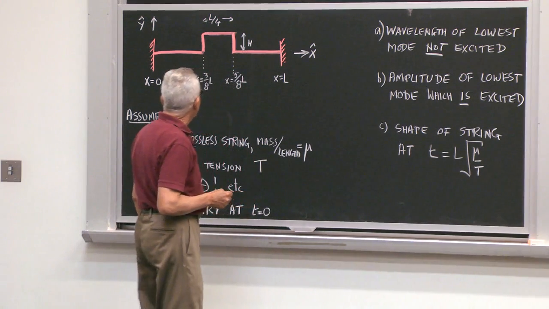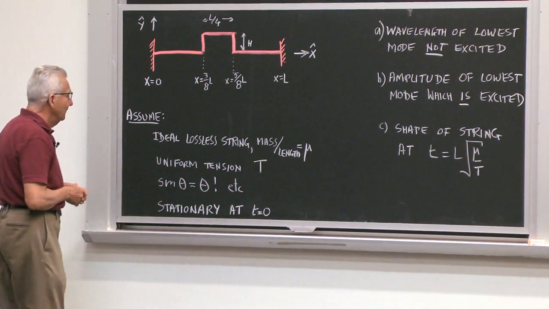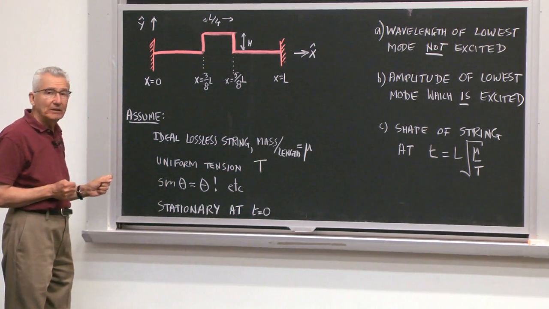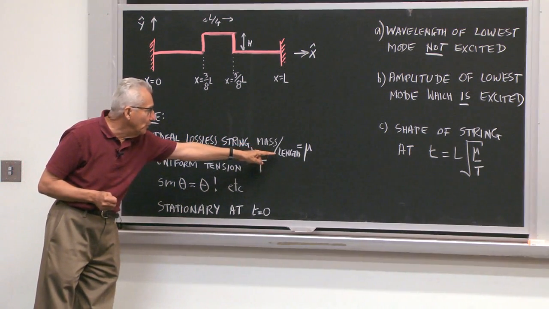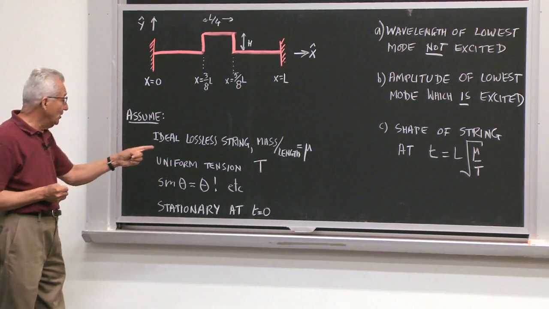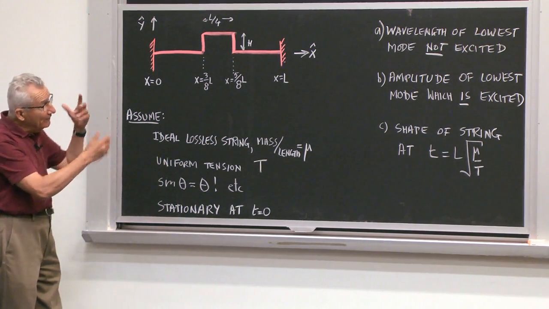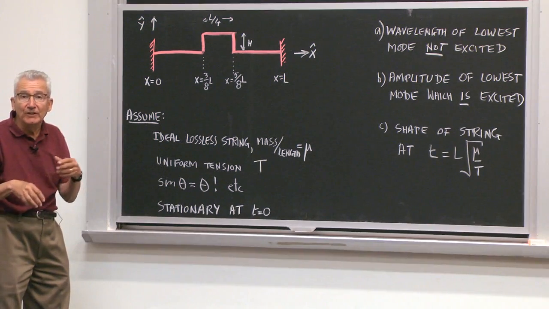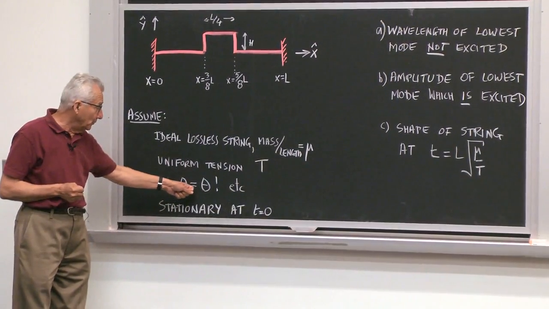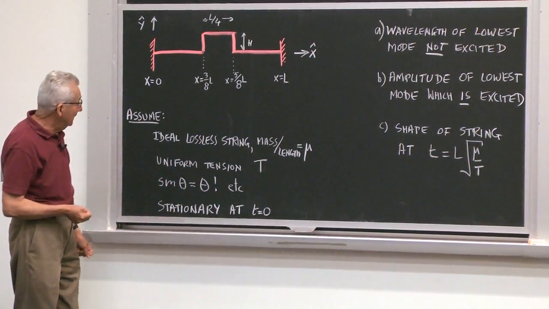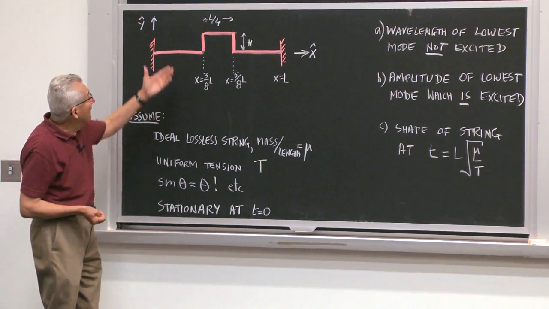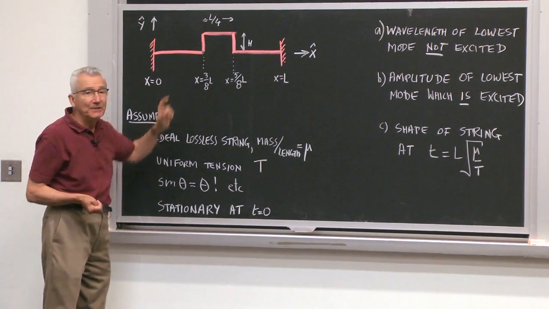Now, what do they tell us? That this is an ideal lossless string, which has a mass per unit length of mu. It has a uniform tension T. For all the equations to work and the derivation of the wave equation, you have to assume that the angle is small, so that sine theta is approximately theta, etc. You look at this and say, holy smoke, how can this be the case?